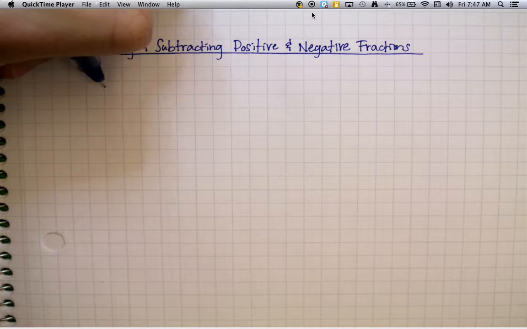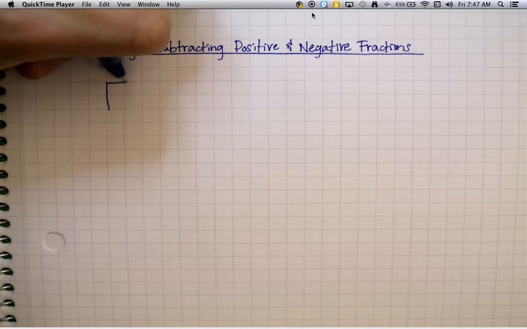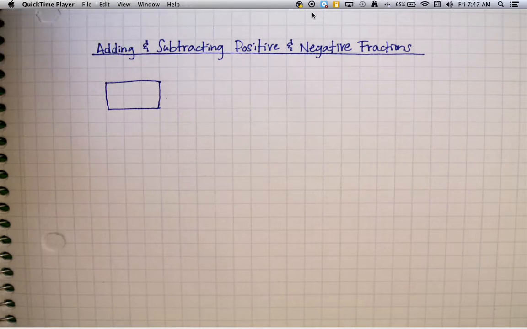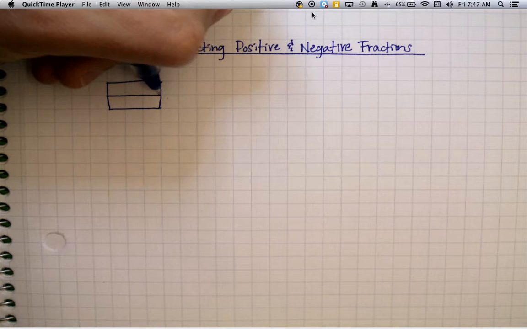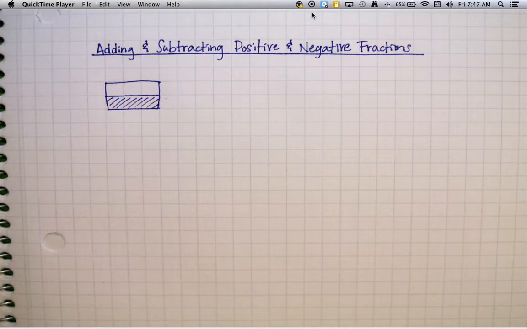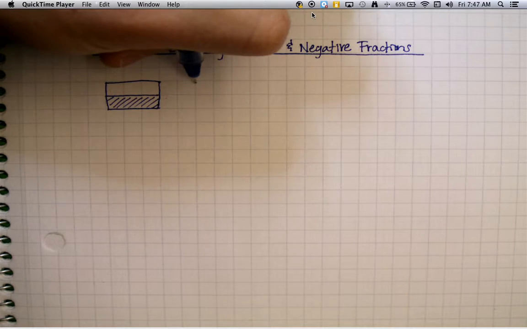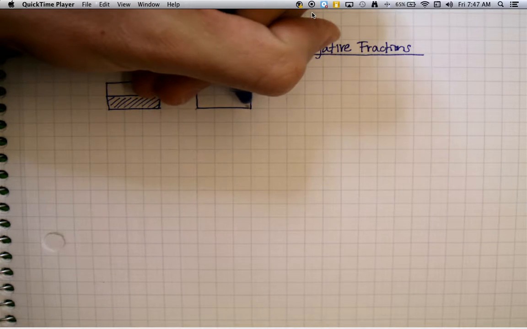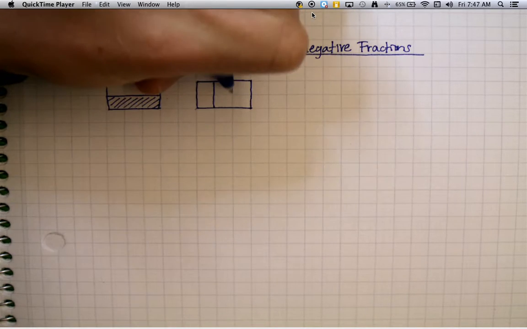Let's say I've got half of this rectangle. Let's say this rectangle is like a chocolate bar, something good, something we want to divide amongst me and my friends. So there's half of that chocolate bar. And let's say I've got another equally sized chocolate bar, but I've only got a third of it. So I split it into 3 equal pieces. There's my third.